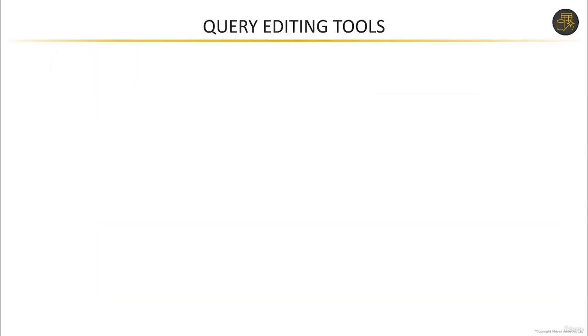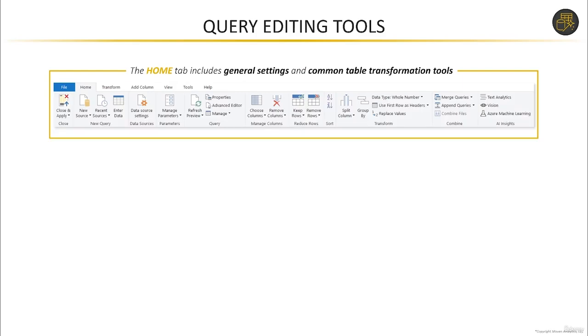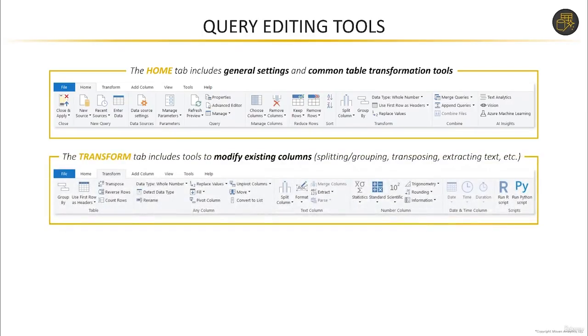So moving on to the query editor tools, I want to just take another minute here and introduce the 3 primary tabs or categories. First, we've got our Home tab. This includes some general settings, data source settings, parameters, table properties, etc., as well as some of the most common table transformations. The next tab, the Transform tab, includes additional tools that allow you to modify your existing columns. You can split or group columns, you can transpose your table, extract text, and much more.